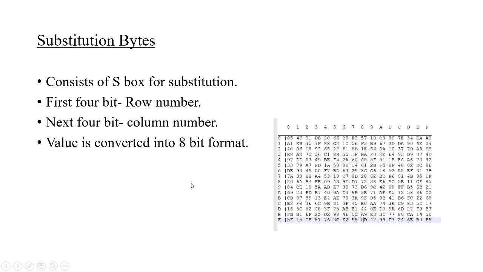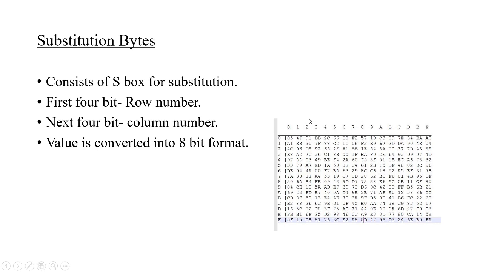Here the first one is substitute bytes. Here the plain text we obtained, the values inside those bytes are substituted by other values. It is done using S boxes. This is an example of S boxes.